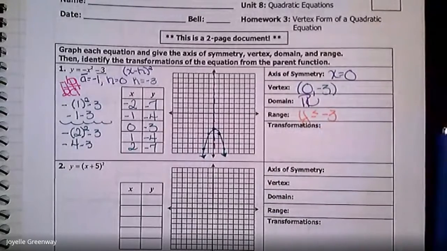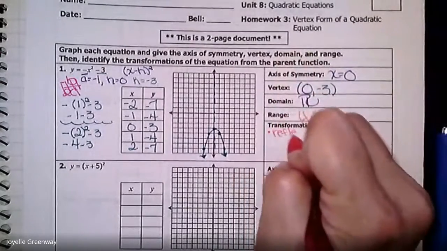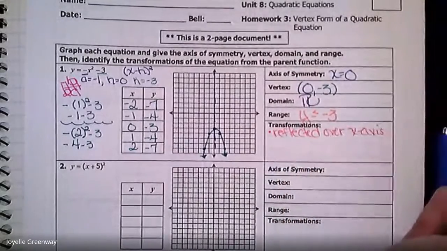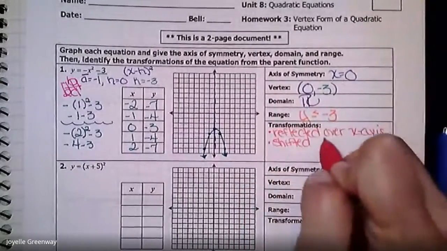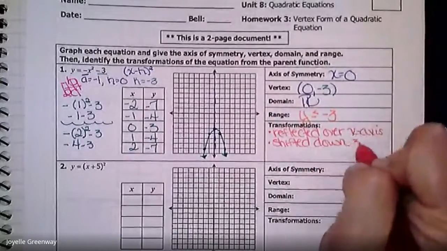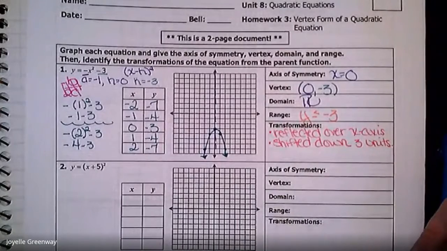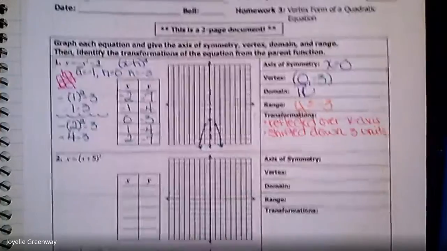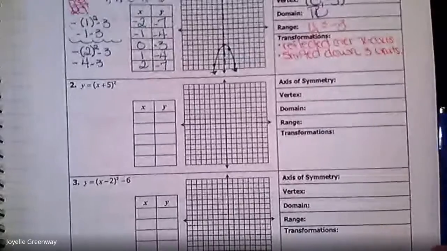My transformations were the graph was reflected over the x-axis and was shifted down 3 units. Alrighty. So that's it. So let's look at number 2.